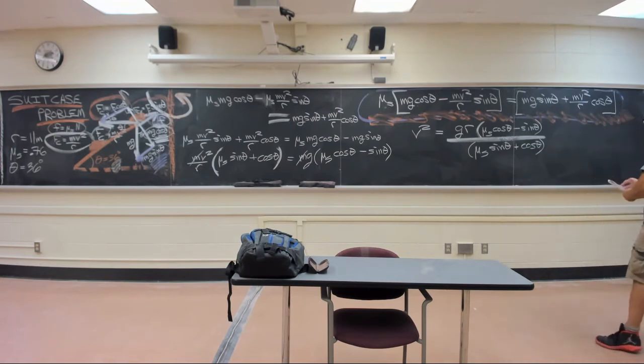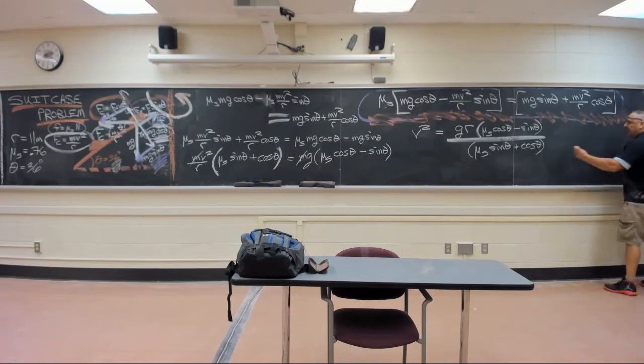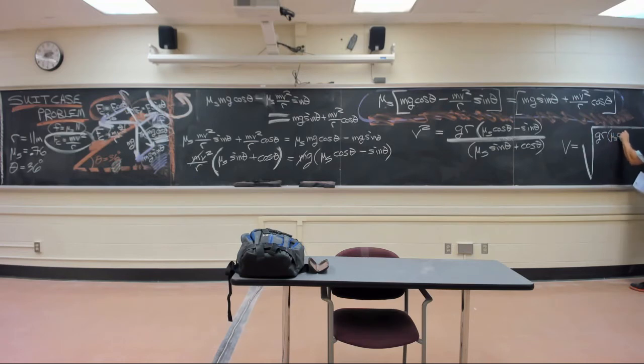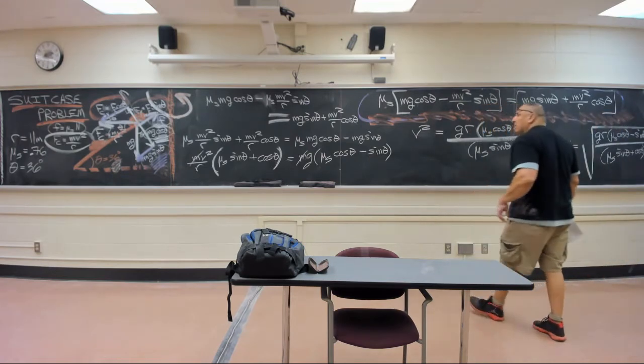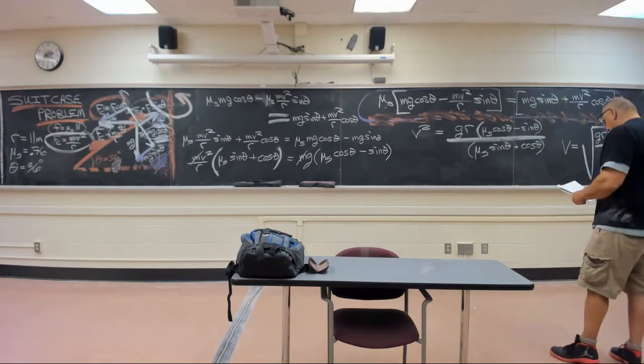Yeah, so far so good. What's going on here? You're going to take the square root of both sides. Mu s cosine theta. I'll write this somewhere else, make sure it's visible for you guys.